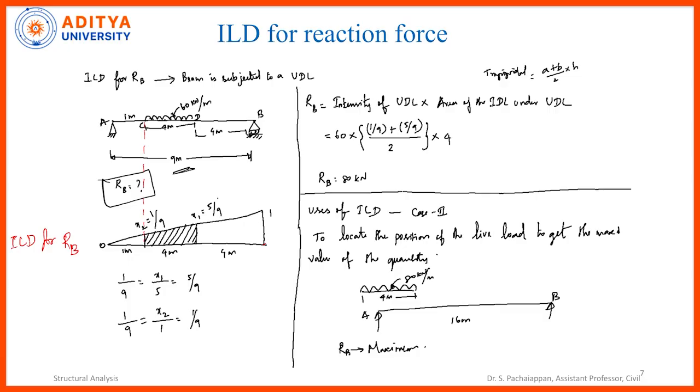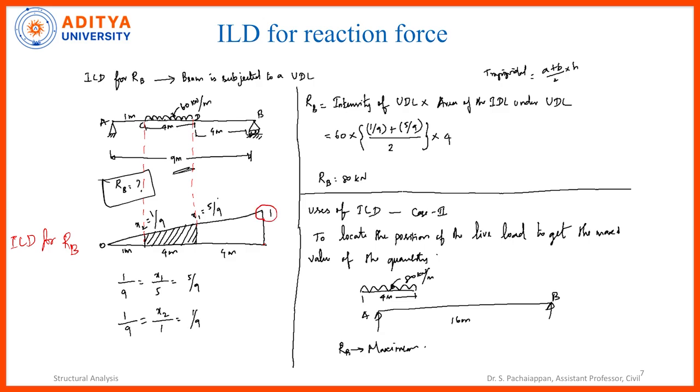I am going to drop the ordinate. Okay, this is the starting point of the UDL and this is the ending point of the UDL. I have drawn the ordinate. Okay, so the inside portion is shaded. In a similar way I am going to calculate the ordinates. Okay. So, what is the major triangle?